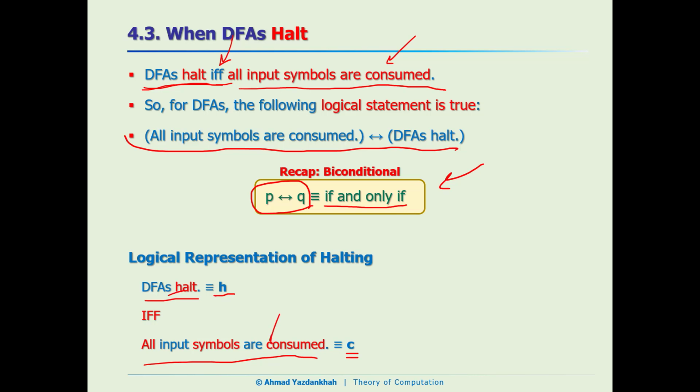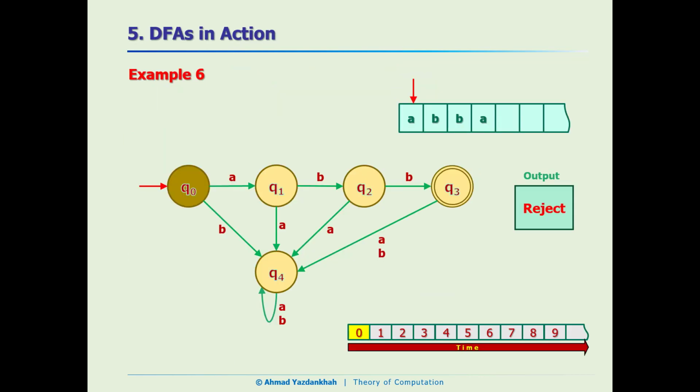And this H is coming from the halt. This logical statement will be something like this. Let's input another string, ABBA, and let's see what would happen. Okay, I think we have enough knowledge to understand that this A goes here, this B goes here, and this B goes here, and this time we have another A here, so it goes here.